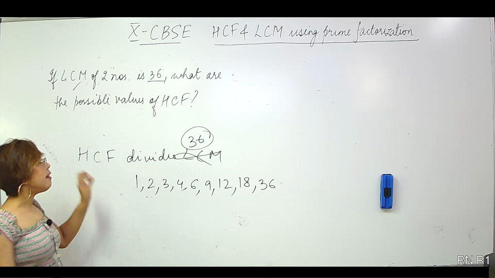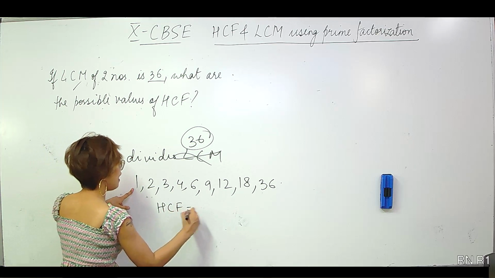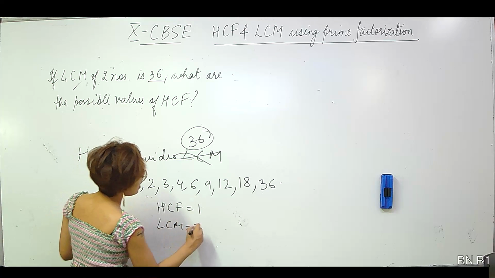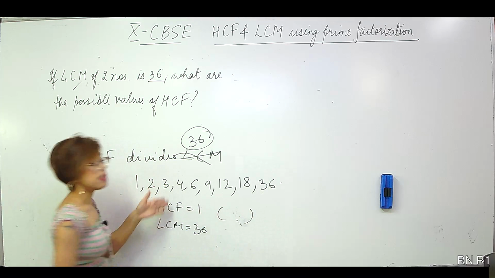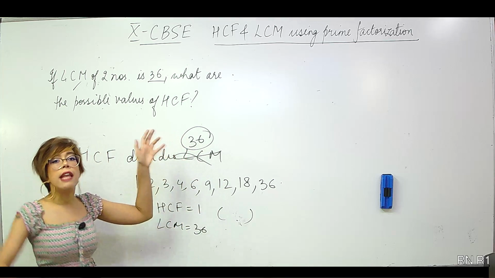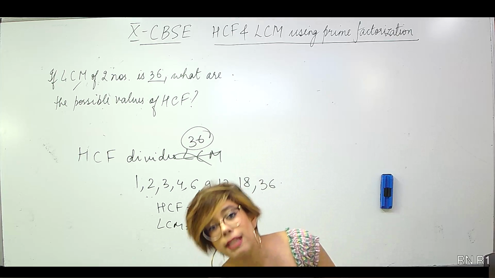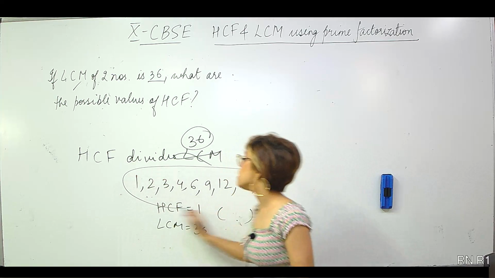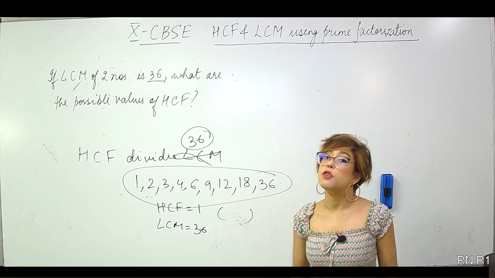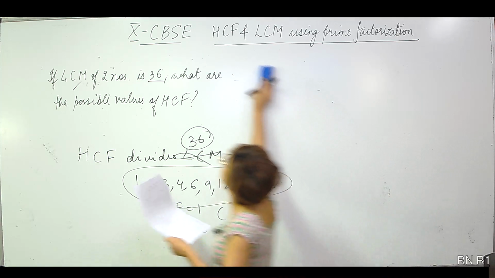Now, it would be a very fun thing to do. Imagine that HCF is 1 and LCM is 36. You can think of the pair of numbers which have this property. Or you can take HCF to be 12 and LCM to be 36, and you can think of the two numbers which obey this property. But this is the answer. These are all the possible values of HCF. On to the next one.